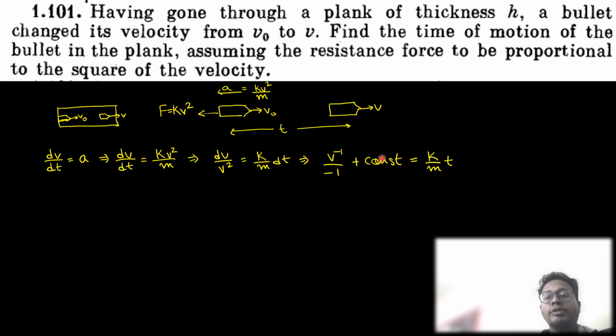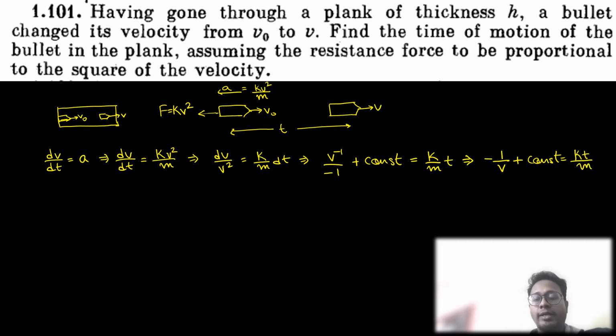It doesn't matter whether you introduce the constant out here or out here. As soon as you apply the boundary condition, the value of the constant will come accordingly. Or minus 1 by v plus constant is equal to kt by m. This value is minus 1 by v.